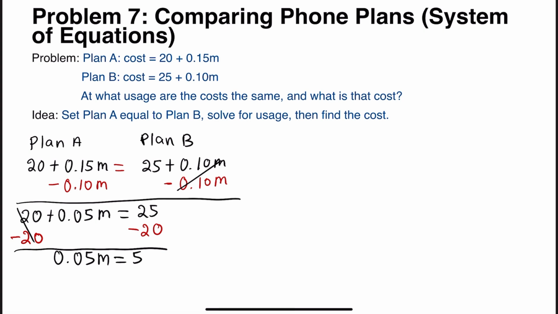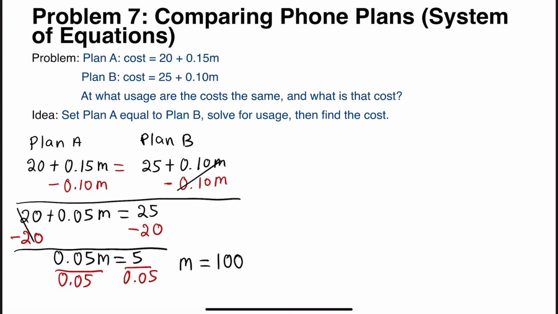All right, so now the next step is to divide. We need to divide by 0.05. So we'll do that here, on both sides, 0.05, 0.05. And of course we have m, and m equals 100. Now at 100 units of usage, both plans cost the same.